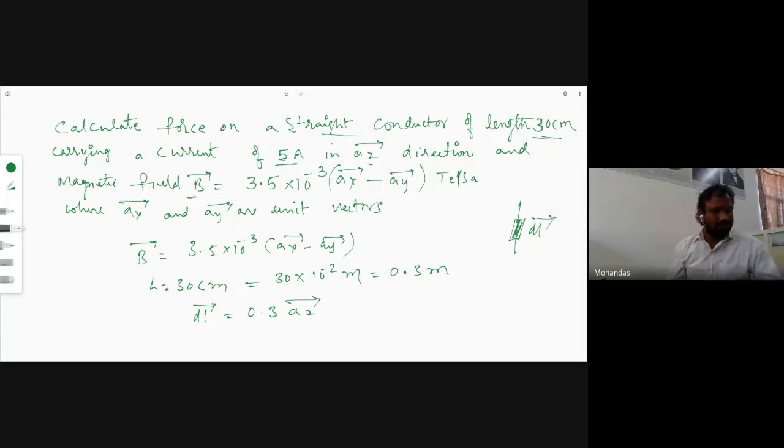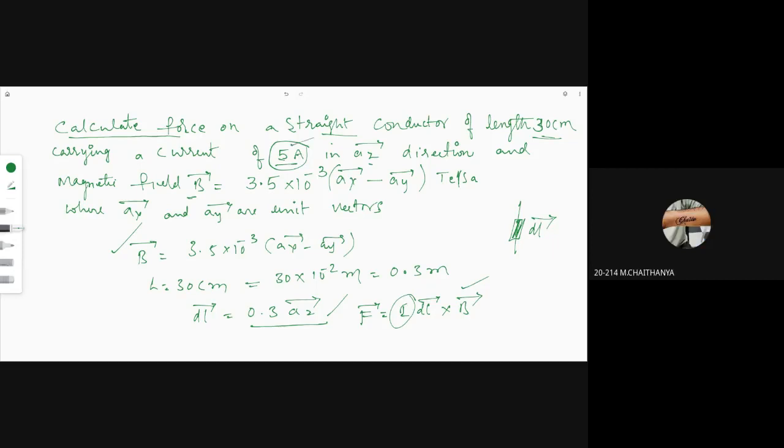Now, here we have to calculate the force. What is the force equation? Please tell me. Force equation equal to, just now we have derived, I into dl cross B. So we know B, and we know dl. What is dl? 0.3 into AZ, and we know I. What is the I here? How much current is flowing? 5 amps. Yes, friend.